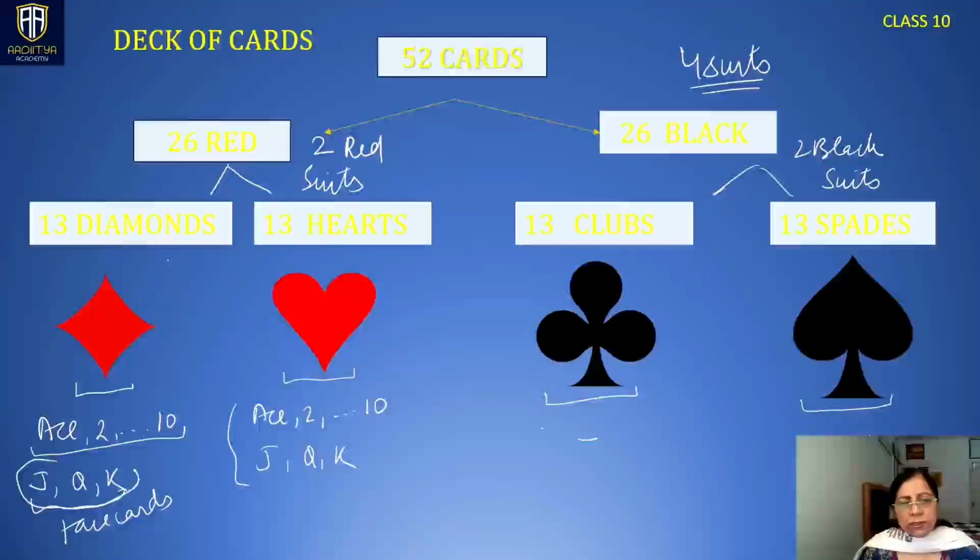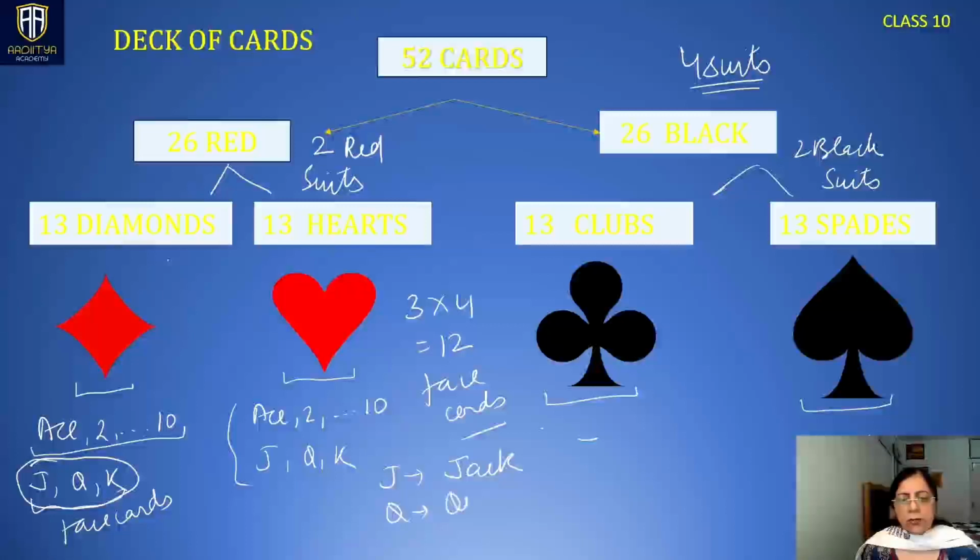If we talk about face cards, we have 3 face cards in one suit, so 3 multiplied by 4, that is 12 face cards. J stands for Jack, Q stands for Queen, and K stands for King. Every suit has 3 face cards and we have 4 suits, so in total we have 12 face cards. So this was the terminology regarding the deck of cards.